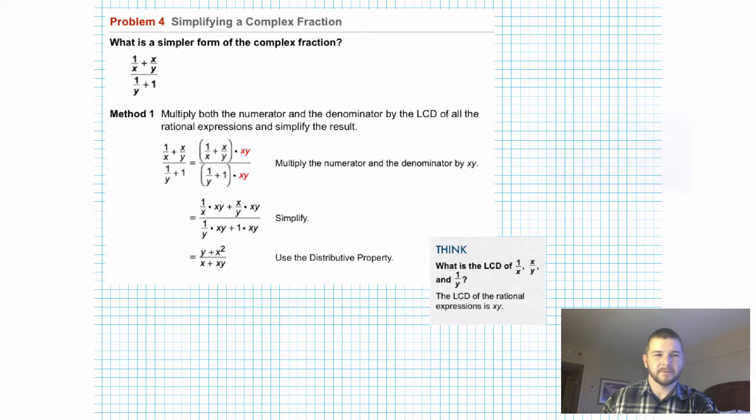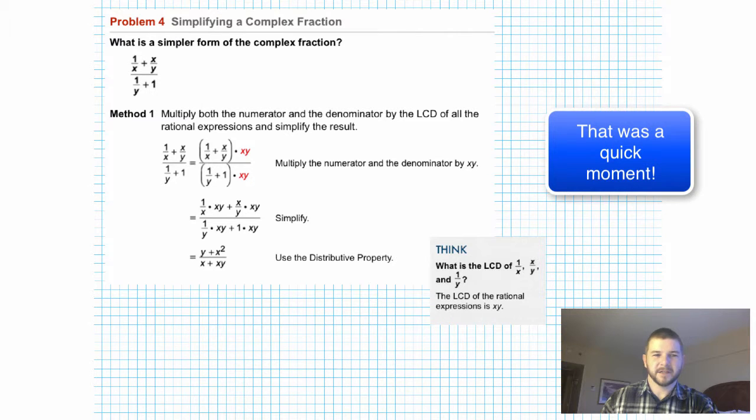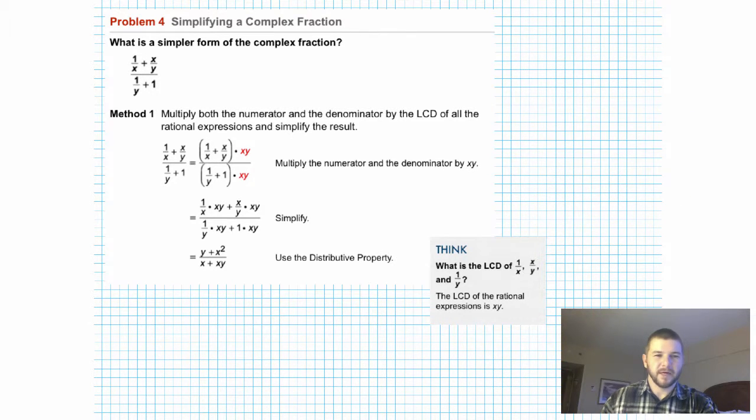Example problem 4. Simplifying a complex fraction. What is a simpler form of the complex fraction? 1 over x plus x over y is the numerator, 1 over y plus 1 the denominator. So again, this is a complex fraction. One method we can use is to multiply both the numerator and denominator by the least common denominator of all the rational expressions and simplify the result.